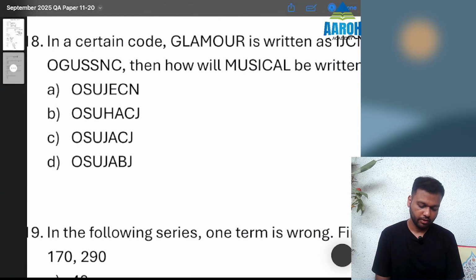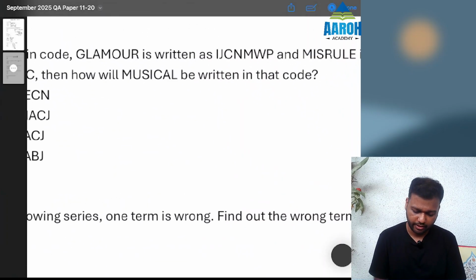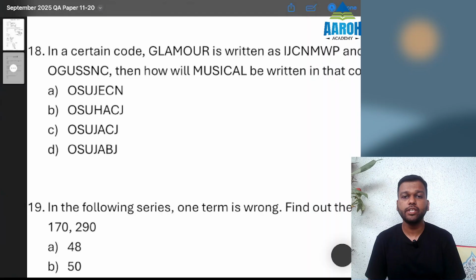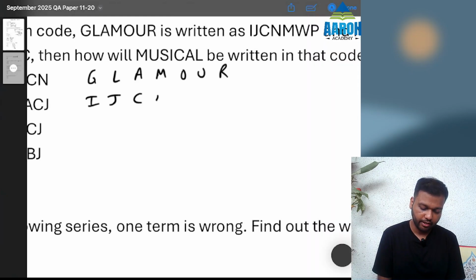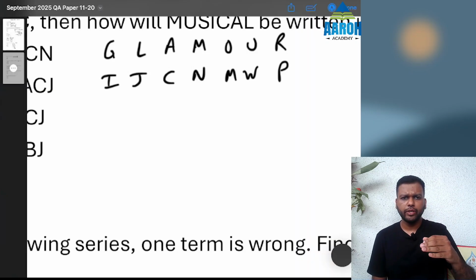Okay. 18th. In a certain code, glamour is written as this and misrule is written as this. Then how will musical be written? Fine, let's try. Let's see what they've done. GLAMOUR is written as IJCNMWP. Right, fine. So from G to I, how do we go?